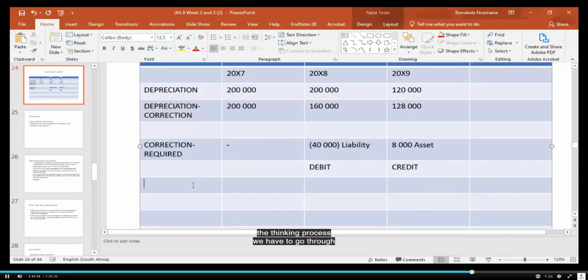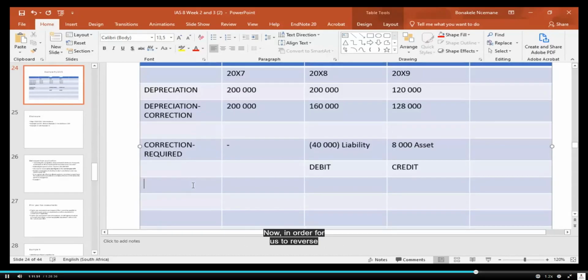Now, the thinking process we have to go through is when we recognized depreciation, what was our credit and what was our debit? Can someone tell me, when you depreciate an asset, what is your debit and credit in your journal entry? Depreciation is debited and accumulated depreciation is credited. So when you are doing a correction of error that is material, always think of the first journal. What was the initial journal that I did? I debited depreciation, credited accumulated depreciation.